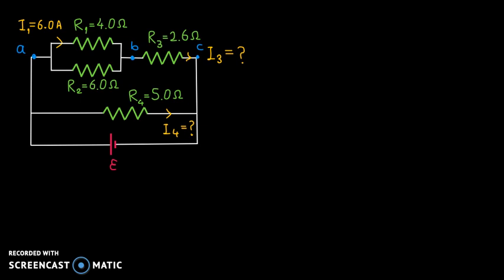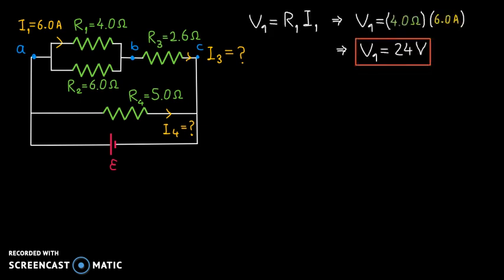Now we can see that both resistors R1 and R2 are in between the same potential points. So they have the same potential difference. But we have more information about R1. So let's start by calculating the potential difference between the terminals of R1. We are going to apply Ohm's law because this is a resistor. V1 equals R1 times I1, and numerically we get 24 volts for the potential difference across the terminals of R1.